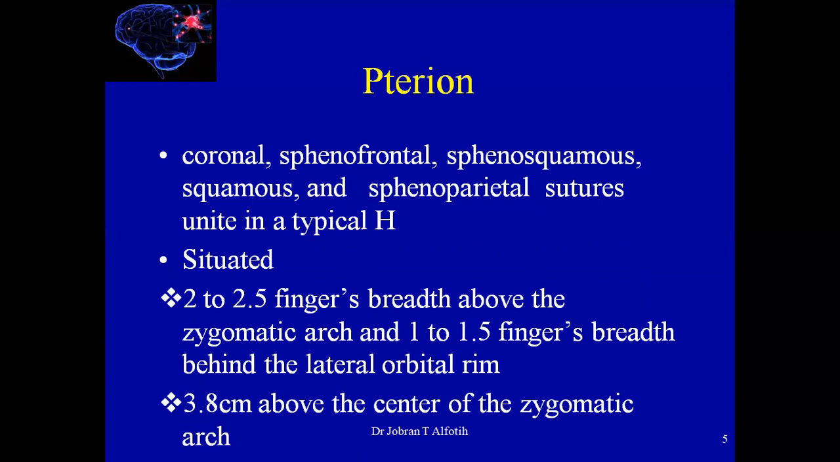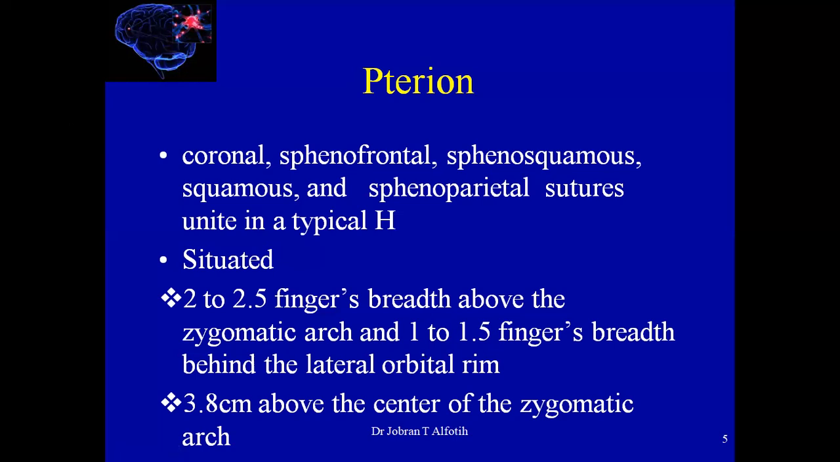Firstly, we will talk about the pterion. Pterion is a combination of 5 sutures that come together to shape a typical H. We have here the coronal, sphenofrontal, squamous, and the sphenoparietal sutures, which unite together. This pterion is situated about 2.5 fingers breadth above the zygomatic arch and 1.5 fingers breadth behind the lateral orbital rim.